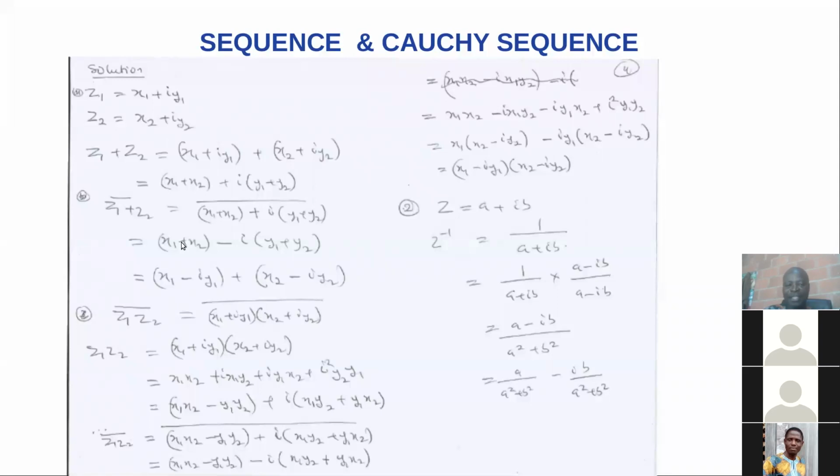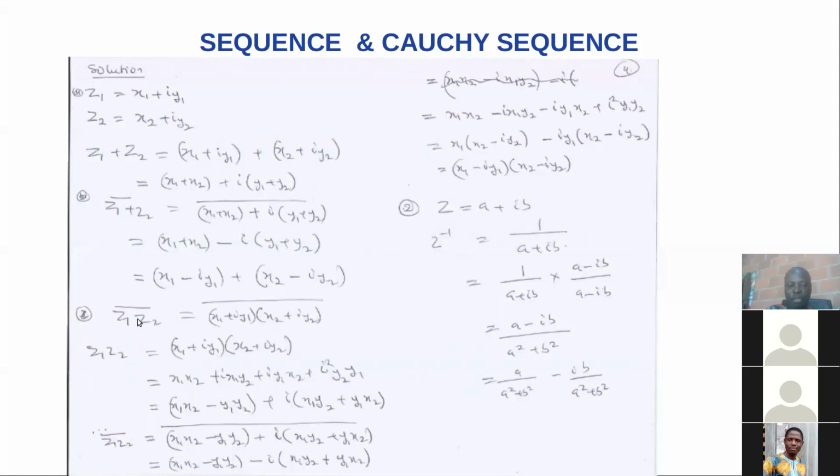So we can now rewrite this in terms of the complex variable. That will be z1, then minus i y1, which gives us this. Then this is x2 minus i y2, which gives us this. So we have obtained an expression for the complex conjugate of z1 plus z2.